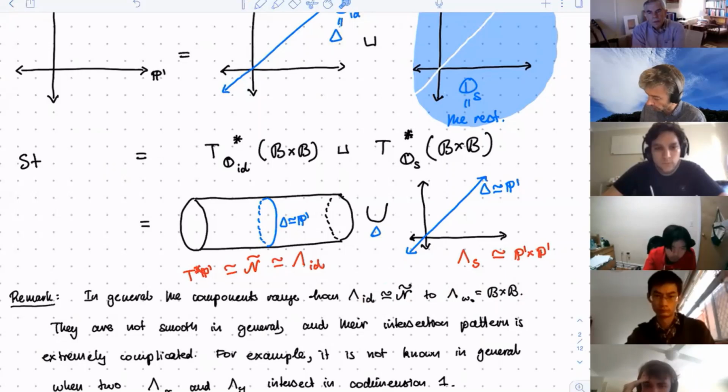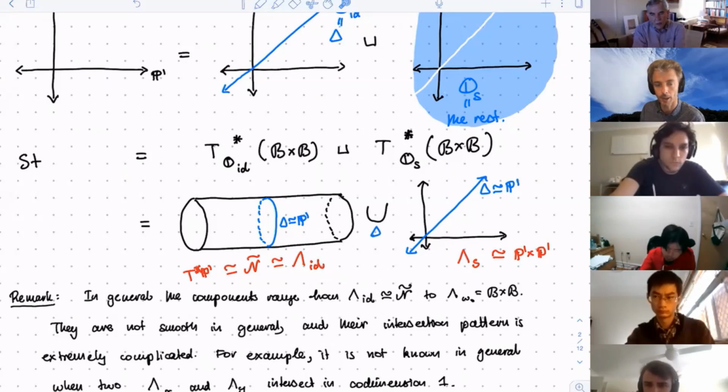But in general, these components will be singular, and their intersection pattern is extremely complicated. So it's an unsolved problem to decide when 2 of these components intersect in codimension 1 in general. So for about 15 or so years, people suspected that the answer was given by some kind of Kazhdan and Lusztig combinatorics, and this was disproved by Kashiwara and Saito in a famous paper in 1998.